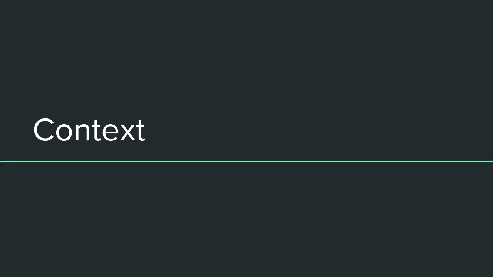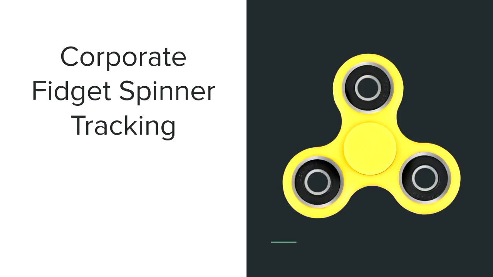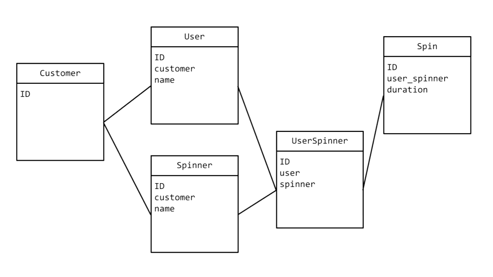So let's start with a bit of context, all right? I'm not sure how many of you are familiar with enterprise applications, but it turns out there is a big market for fidget spinners. So the application we'll be dealing with today is a corporate fidget spinner tracker. And this is the database schema we are going to be using.